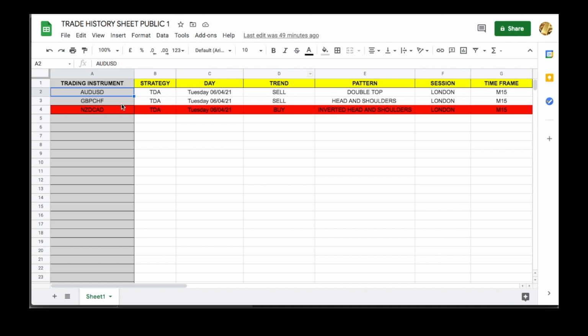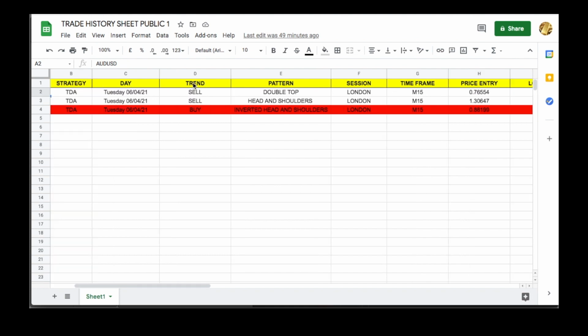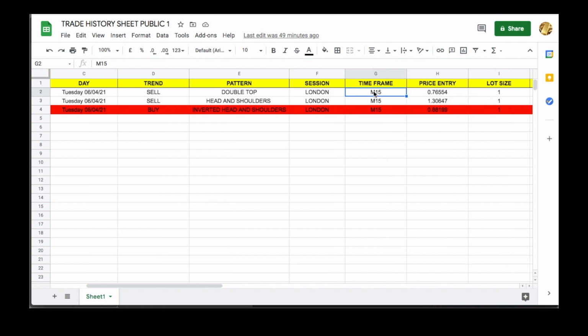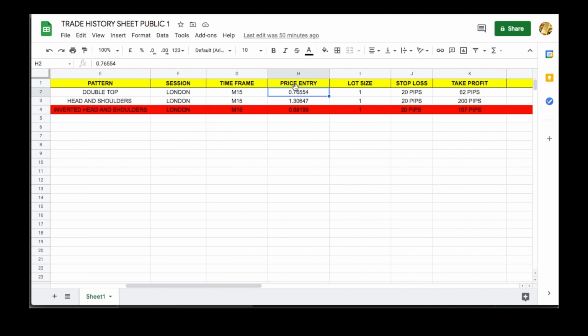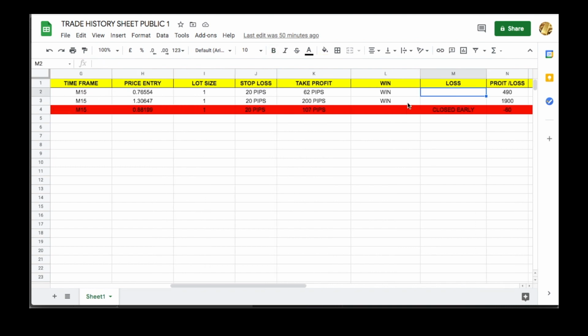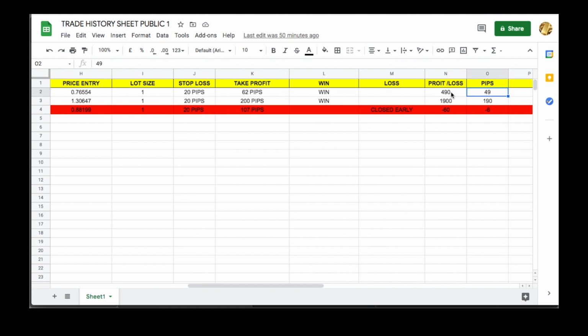And you can see straight away the trades that I did show you there, one of them being AUD USD. I said the strategy was a top-down analysis. I took it on Tuesday, the 6th of April, 2021. The trend was a sell. The pattern I saw was a double top. The session was London session. I gained entry on the 15-minute chart. My price entry level was this one right here. I had a lot size of 1, 20 pip stop loss, 62 pip overall take profit, where it could be. And then I won that trade, as you can see here. The profit from that was 490. I did come out at 49 pips, as you can see.